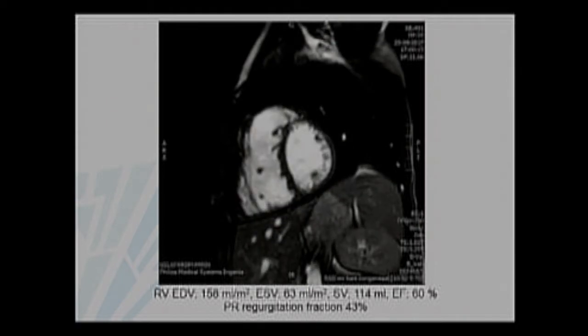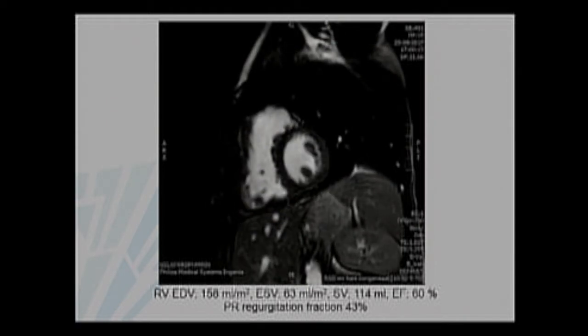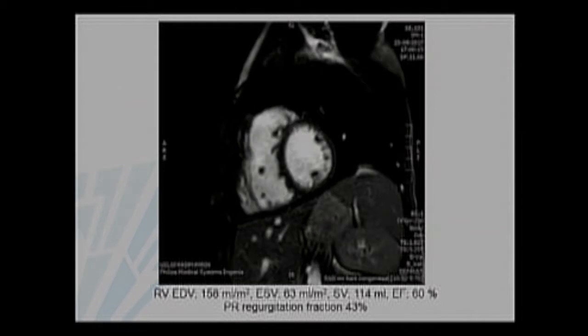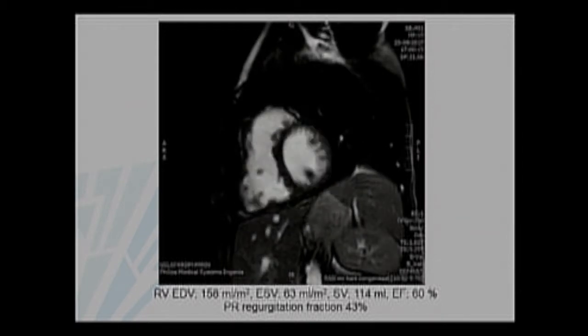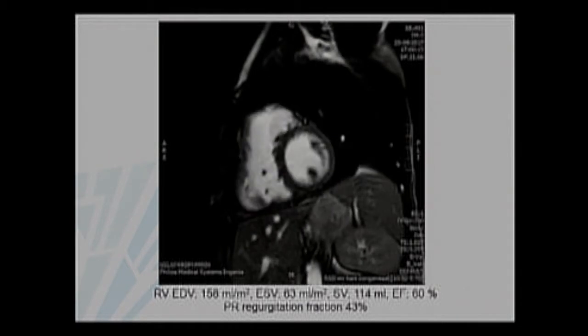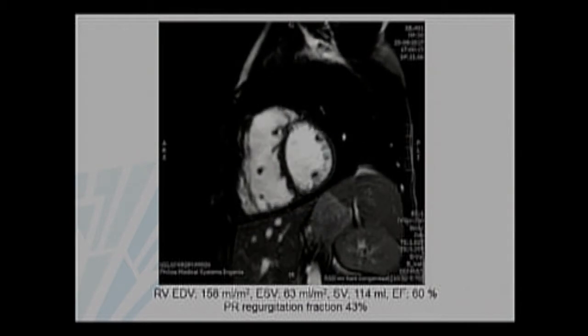This is the MRI. His end-diastolic volume is 158 ml per square meter, so that's criteria number 1. His ejection fraction is pretty good, 60%. That's one of the best I've seen so far. But the regurgitant fraction is significantly elevated at 43%.